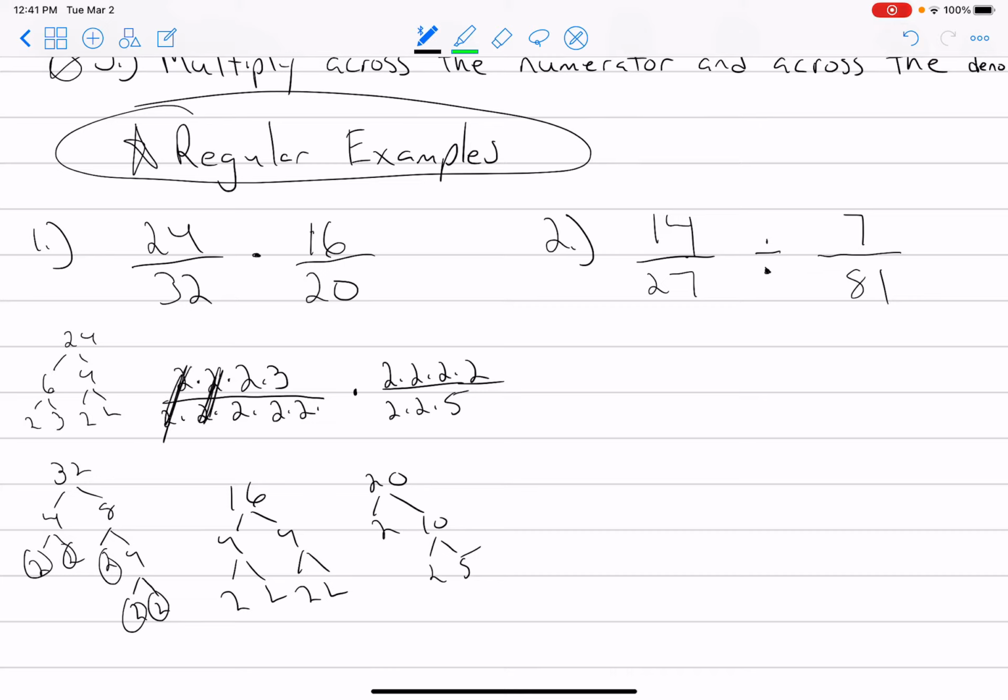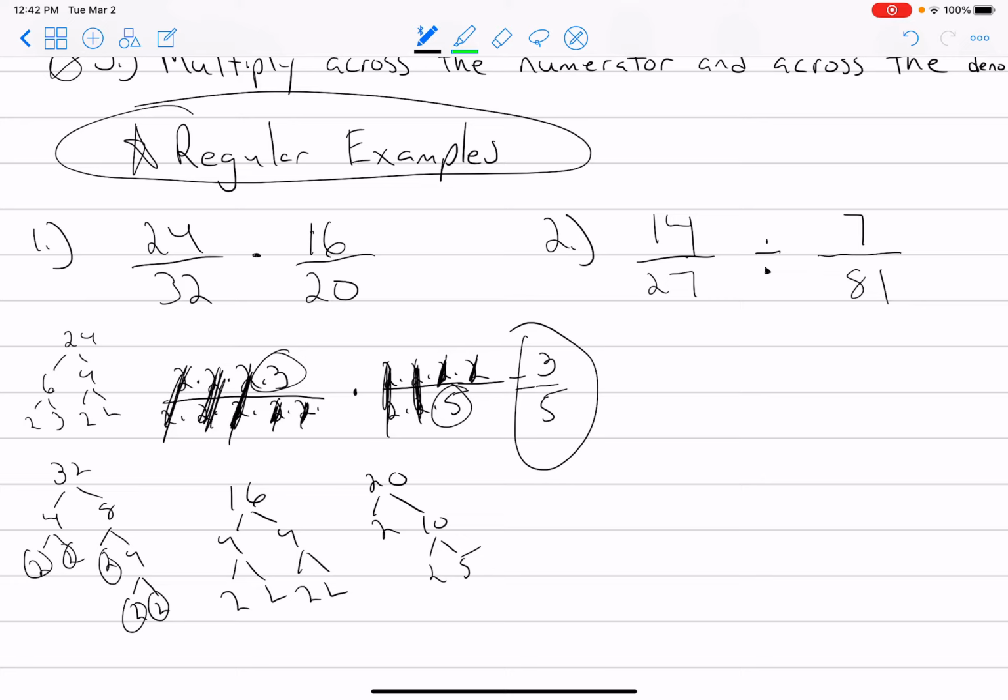2's cancel. 2's cancel. 2's cancel. 2's cancel. 2's cancel. Now notice I can always cancel top and bottom. This top 2 and this bottom 2 cancel. This top 2, this bottom 2 cancel. I'm left with 3 on the top, 5 on the bottom. Right? That would be the long version of doing that, and I picked things that could be factored a lot to make it work. Right?